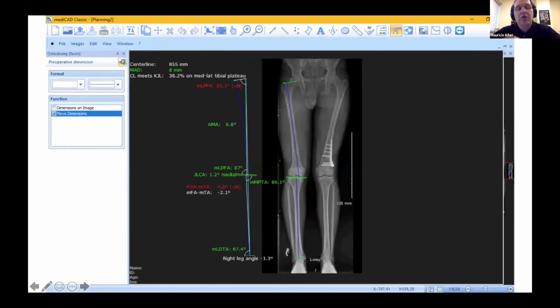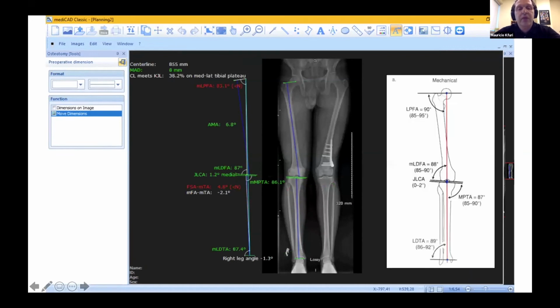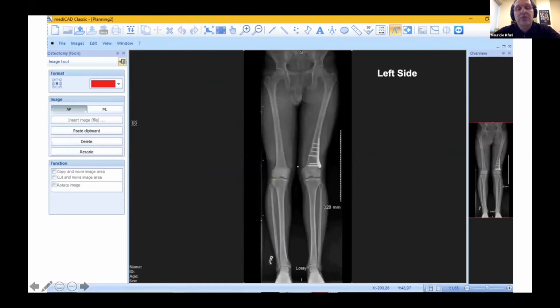This is how you can move those measurements to the side, and then you can calculate and do your drawings for your osteotomies as well. So always take into consideration the angles of reference. Now let's move to the left side.